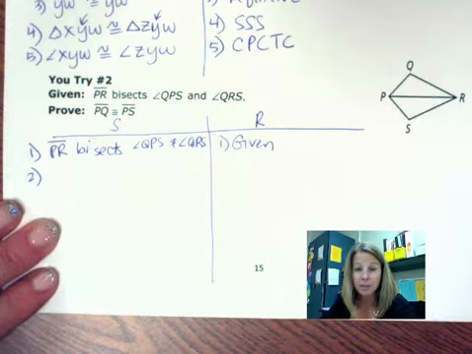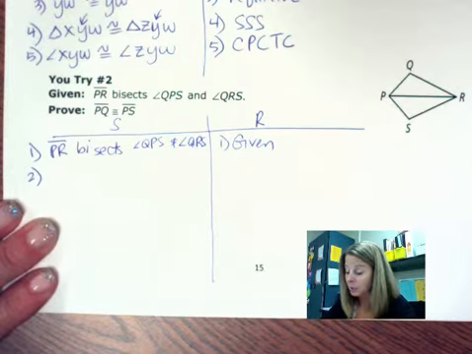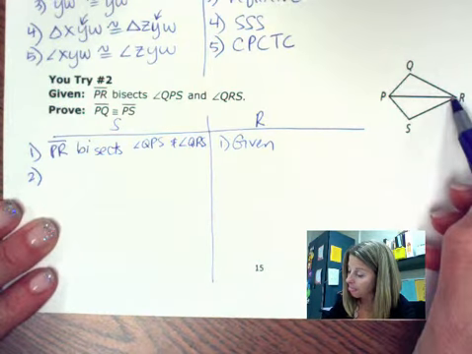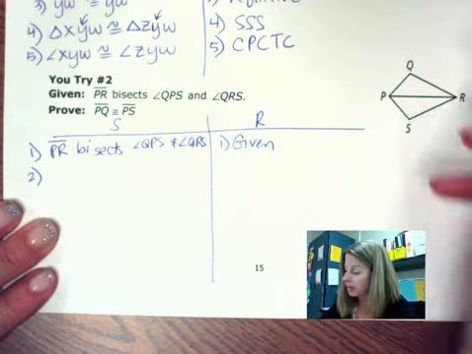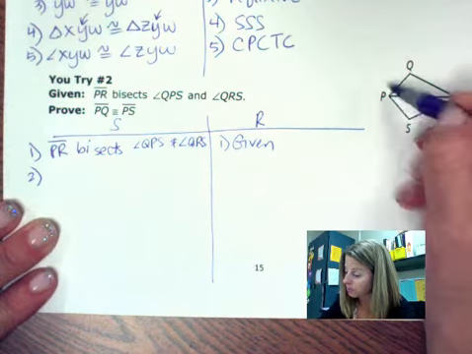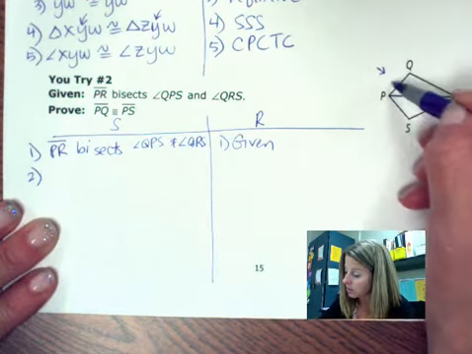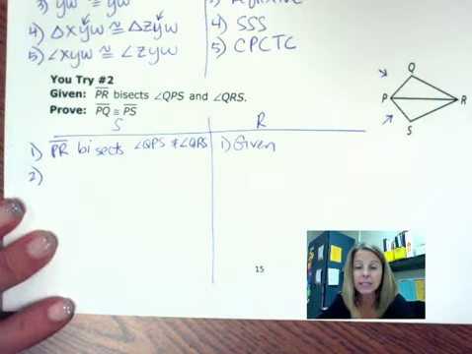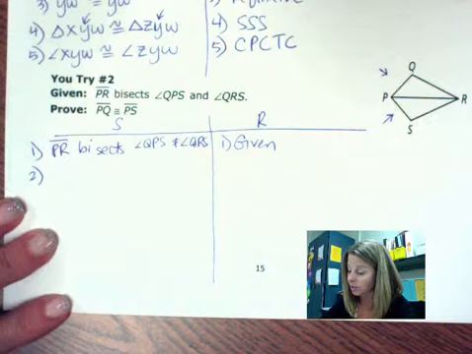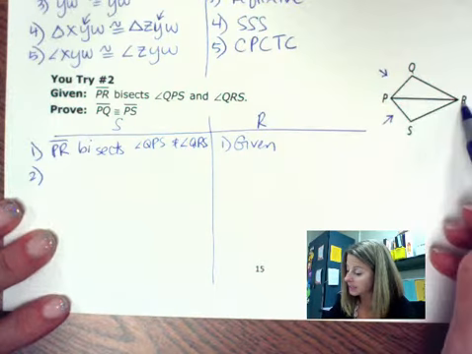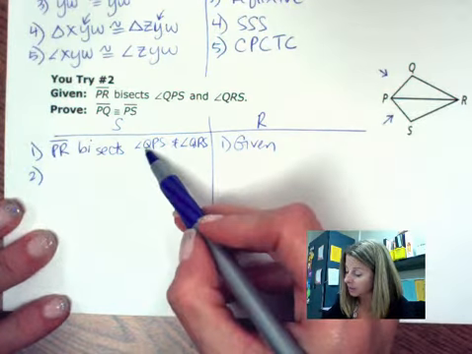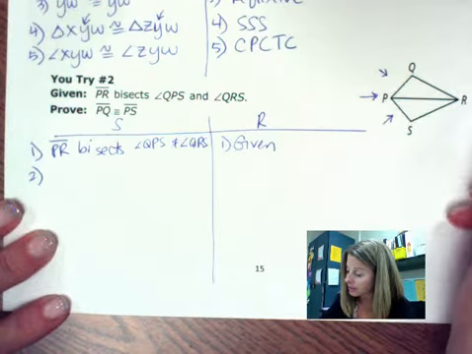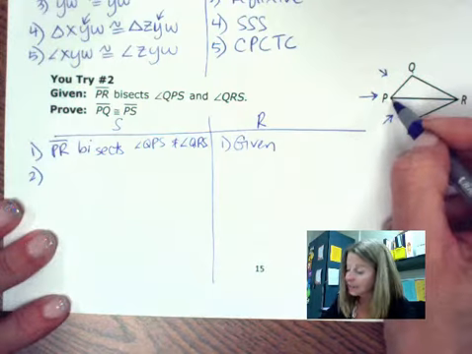Now, I can't specifically mark anything right now, but I'm going to use that to find equal items. So I have PR here in the middle. Actually, before I go any further, let's look at what we're trying to prove. We're trying to prove that PQ is congruent to PS. So I'm going to have to end with CPCTC, but before I do that, I have to show triangles congruent. So if PR is bisecting both angles, QPS, this angle right here, and QRS, this angle, so this is bisecting both ends.